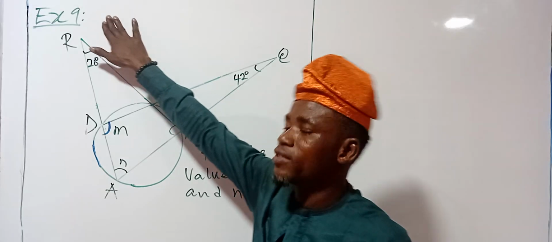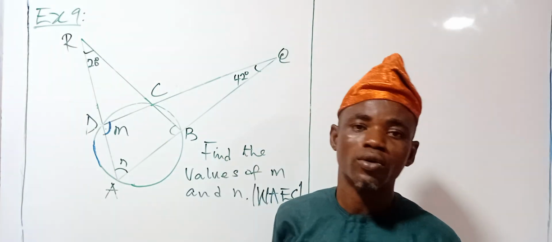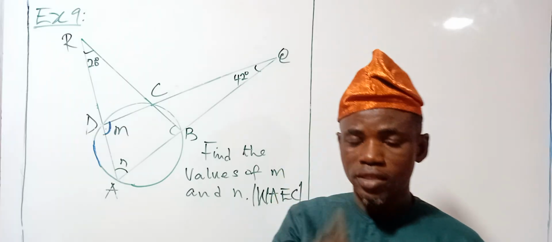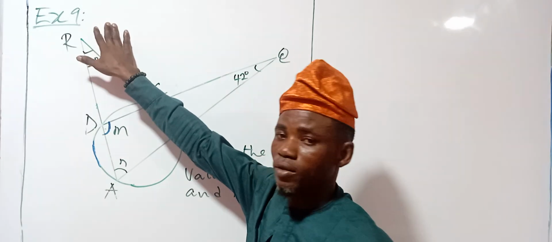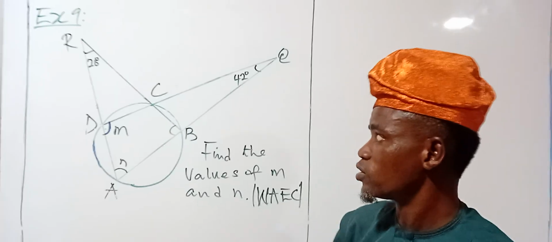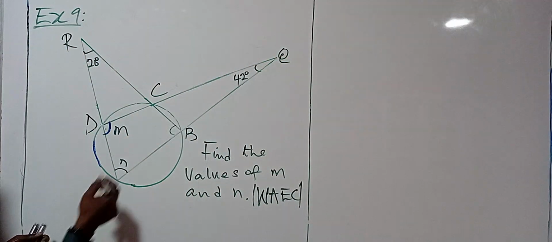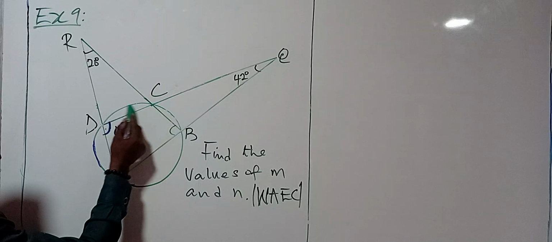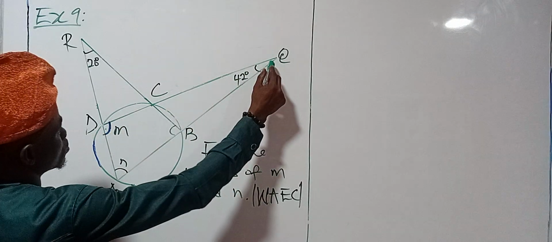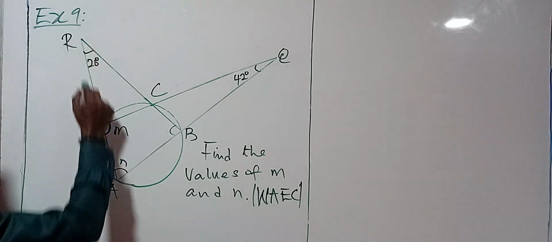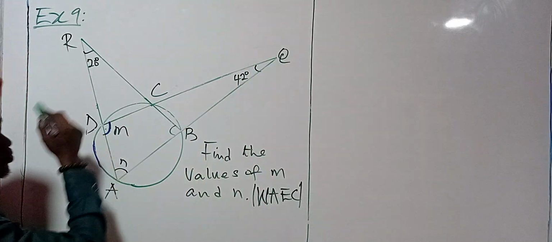Let's look at this example as example 9 under circle geometry 1. Now, if you look at this question, we have a circle, and we have two triangles. One is this, and the other one is this.